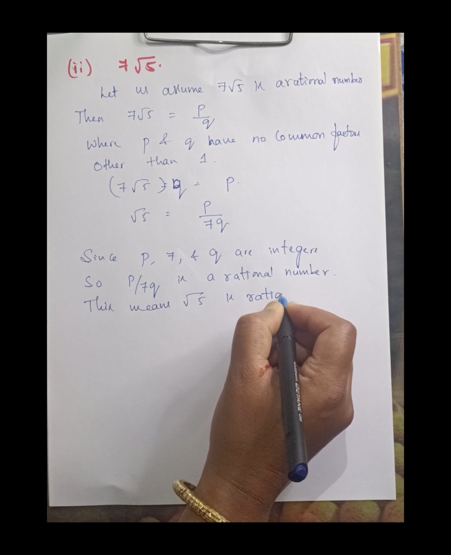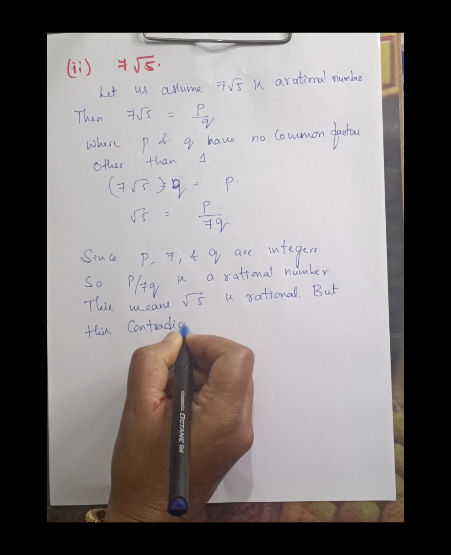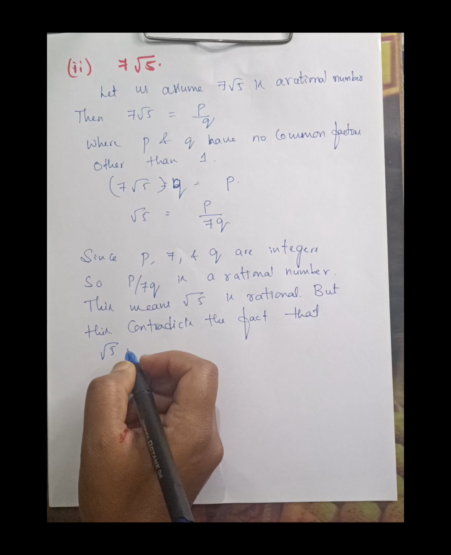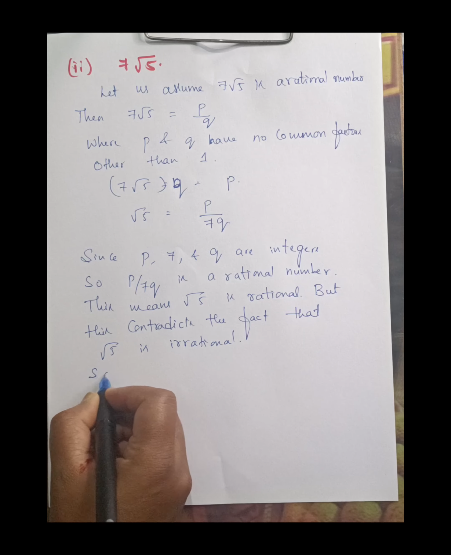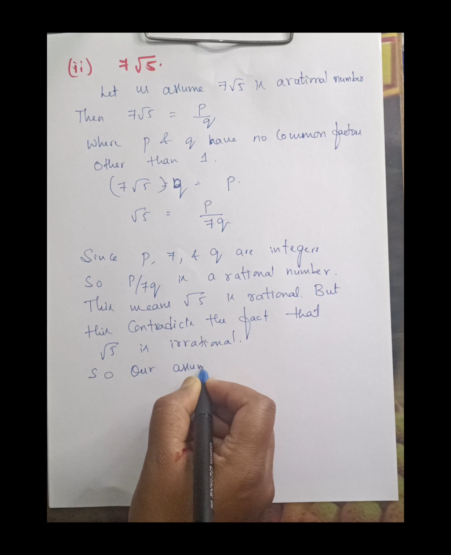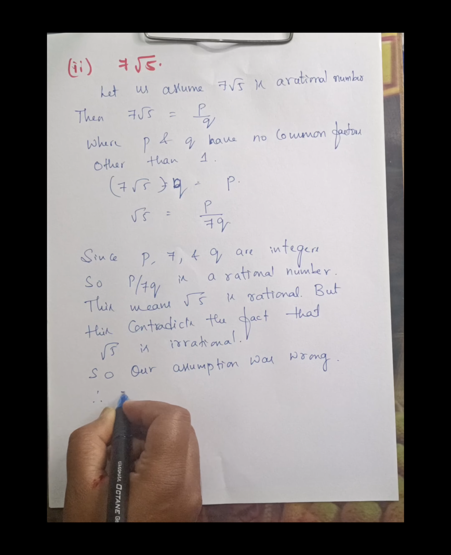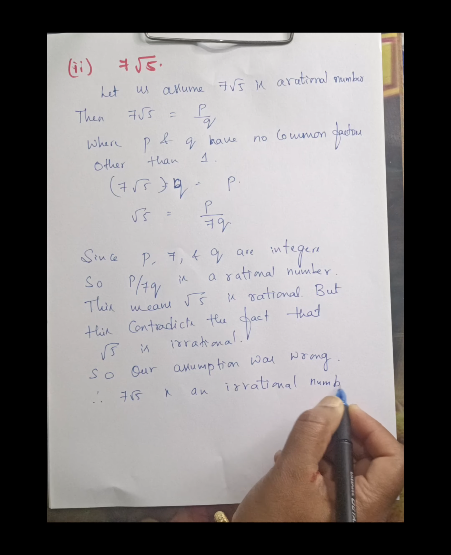This means root 5 is a rational number, but this contradicts the fact that root 5 is an irrational number. So our assumption was wrong. Therefore, 7 root 5 is an irrational number.